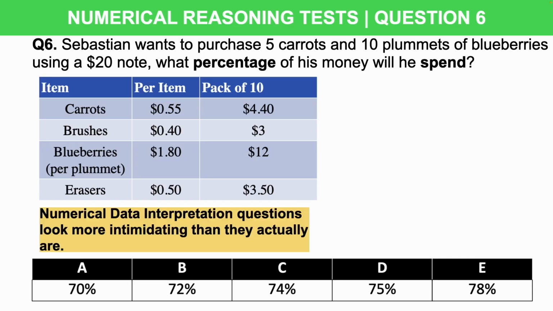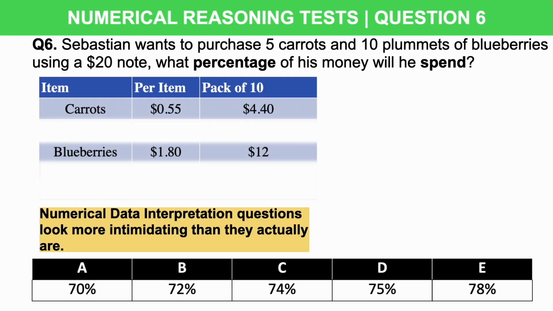Numerical data interpretation questions look way more intimidating than they often actually are. The trick here is to find the relevant information you need and disregard the rest. Most of the information will be redundant. Here we only need the rows for the carrots and blueberries, so we can get rid of brushes and erasers from this list as they're not relevant, just like this. So now that we're left with just the relevant information, it makes working out the answer a lot more simple.